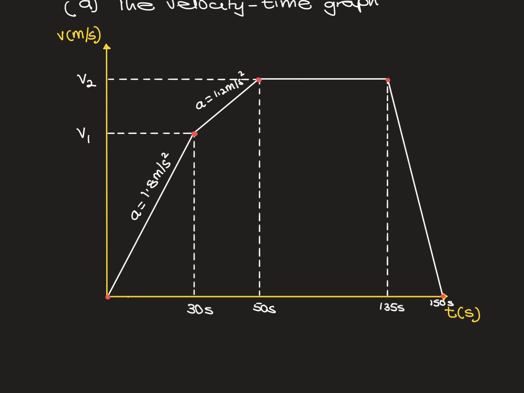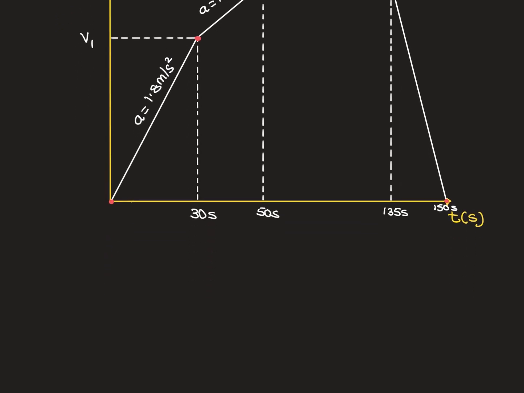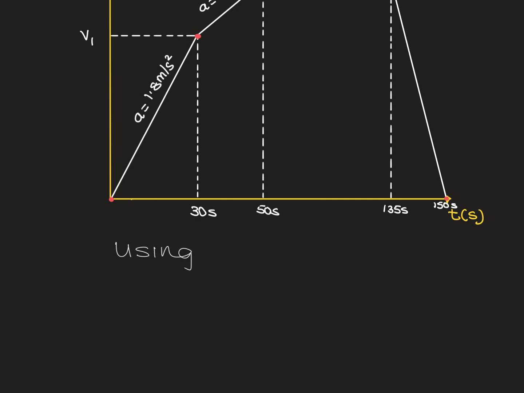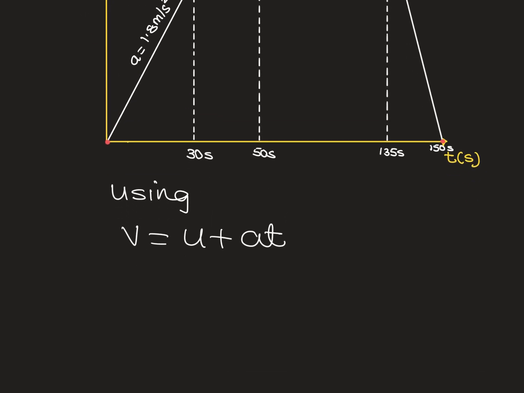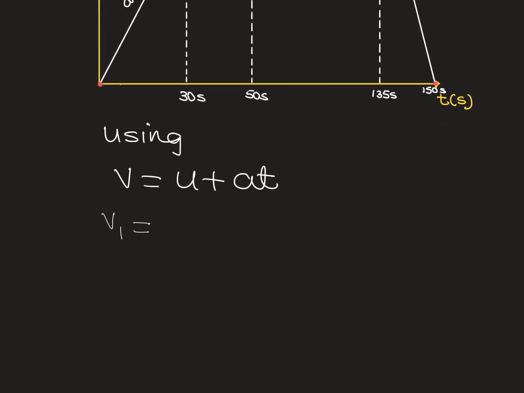Now, what we will do first, before answering the questions, we will need to find V1 and V2, which are the velocities at the end of each phase of the motion. So, using V is equal to U plus AT, for the first phase of the motion, we are going to use V1 is equal to U1 plus A1 multiplied by T1.